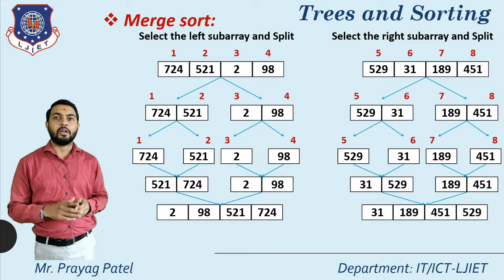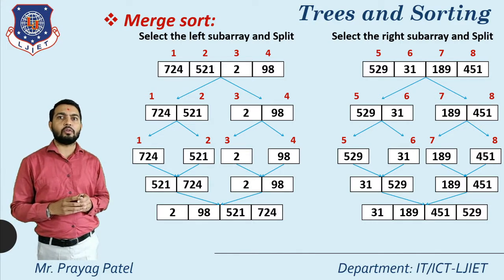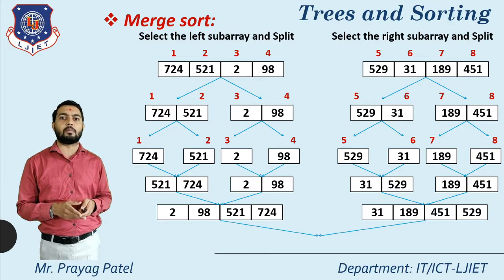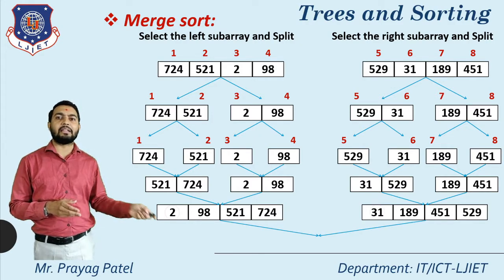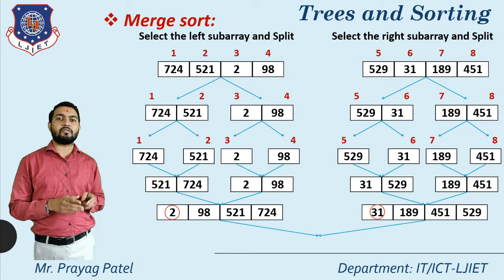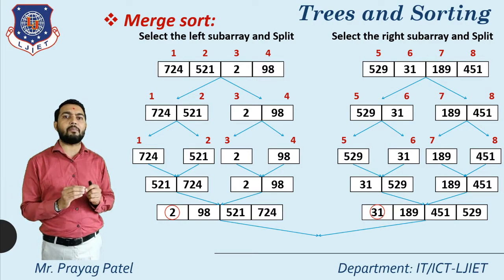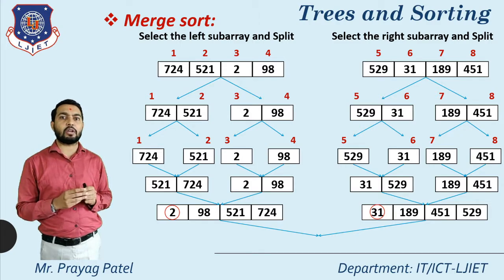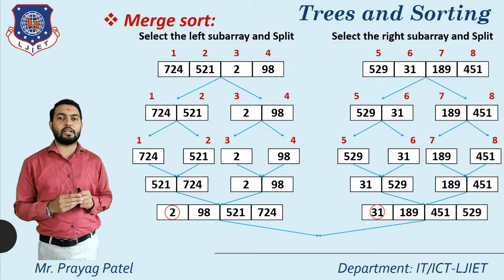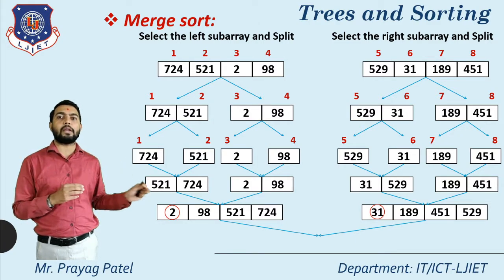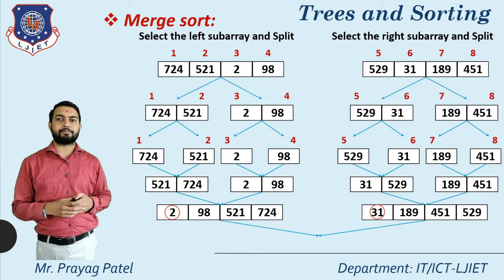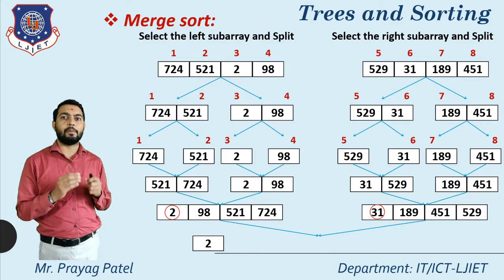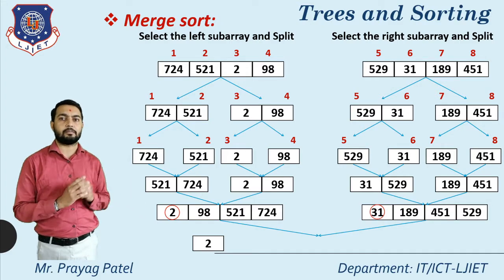Now the left sublist is arranged, and the right sublist is also arranged. After that, combine these two sublists. In the resultant list, we compare the first elements of both lists, because the first list is already sorted and the second list is also already sorted. So we compare 2 with 31. Which one is the smallest? 2 is smallest, so we put 2 in the resultant list.